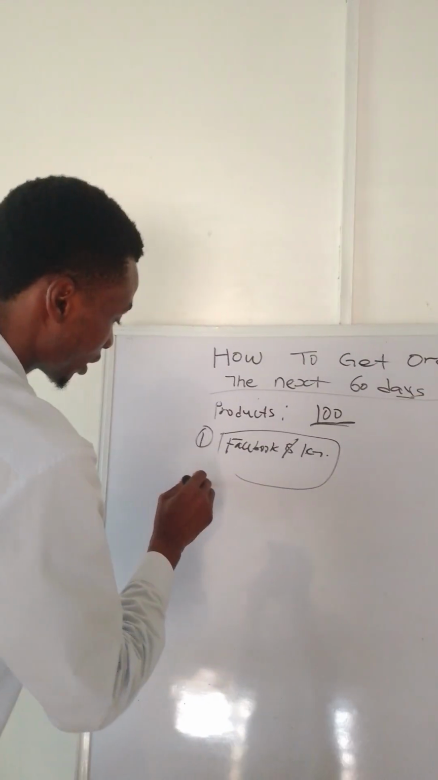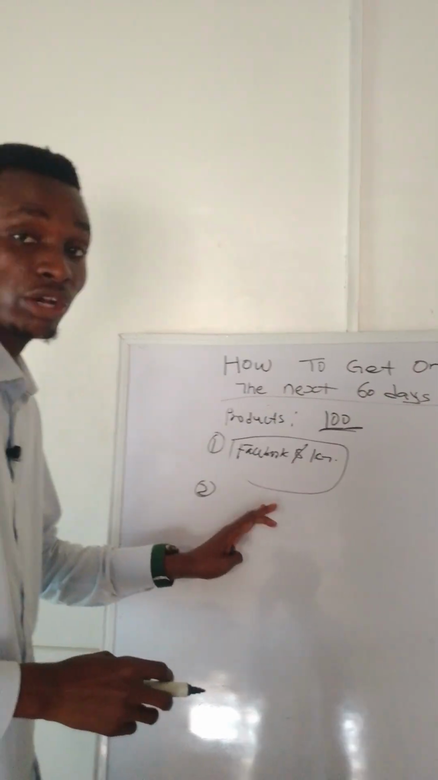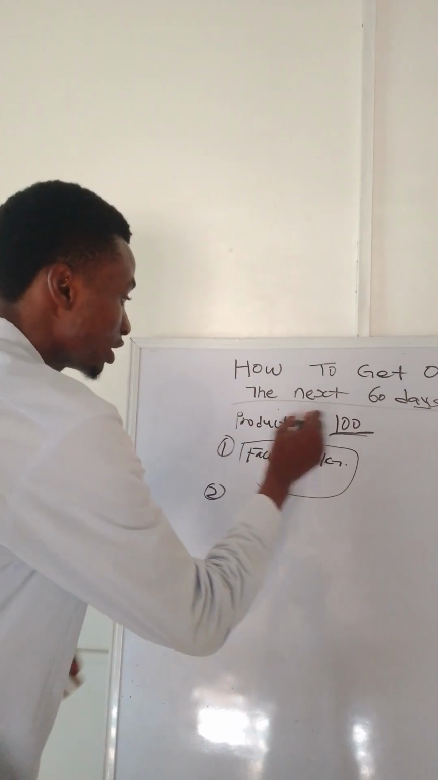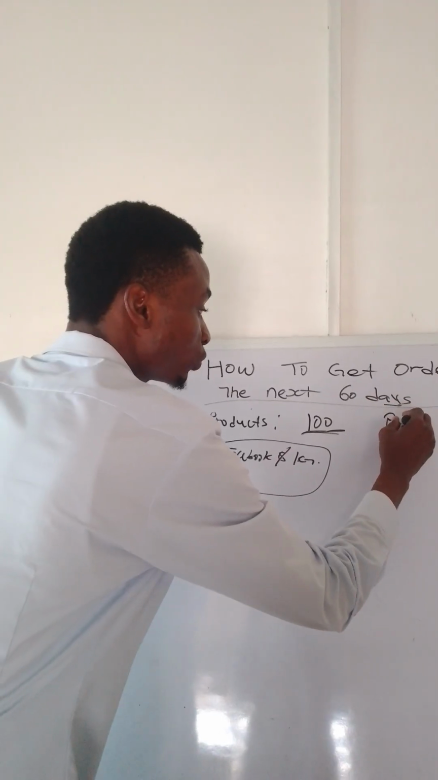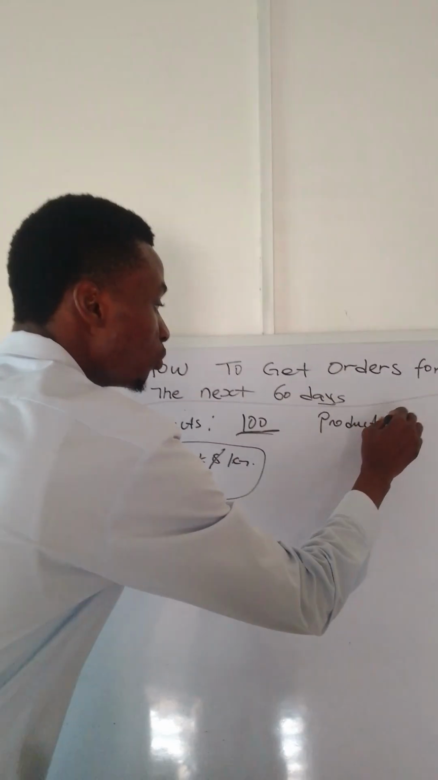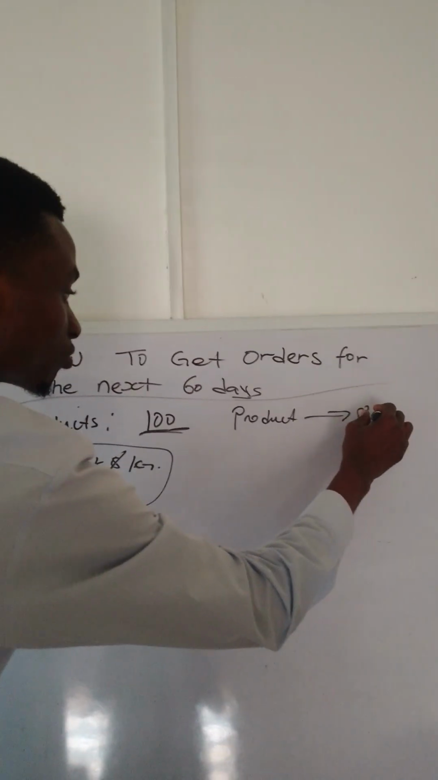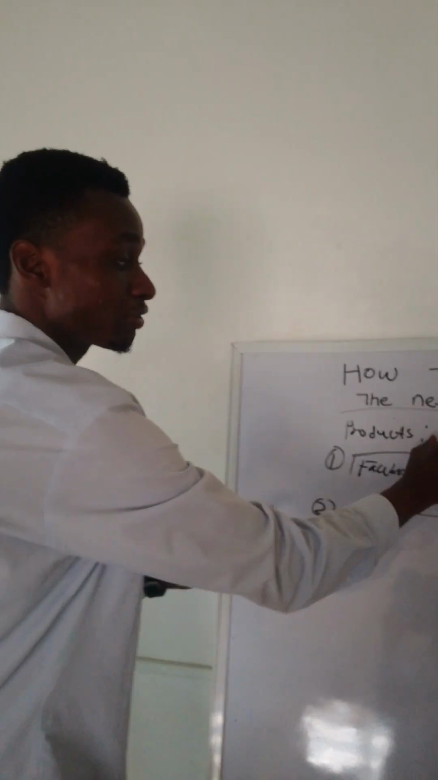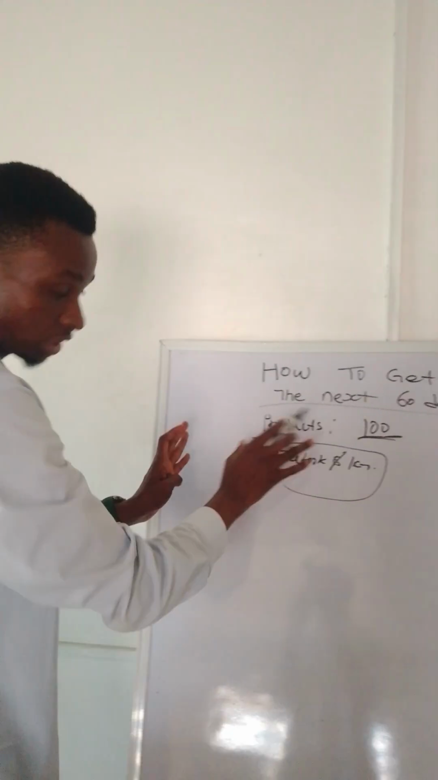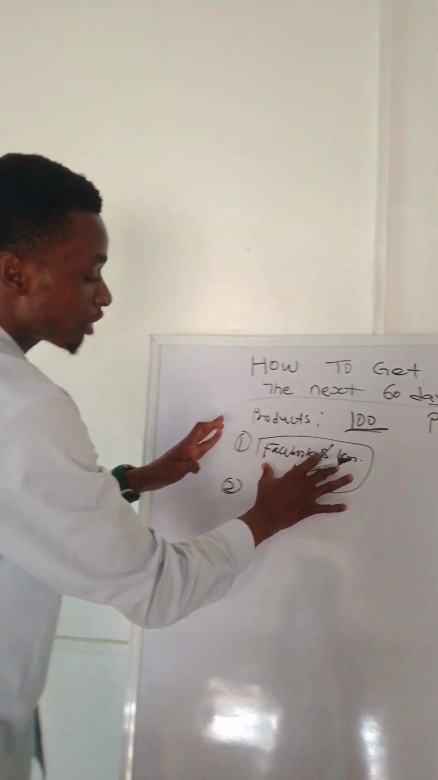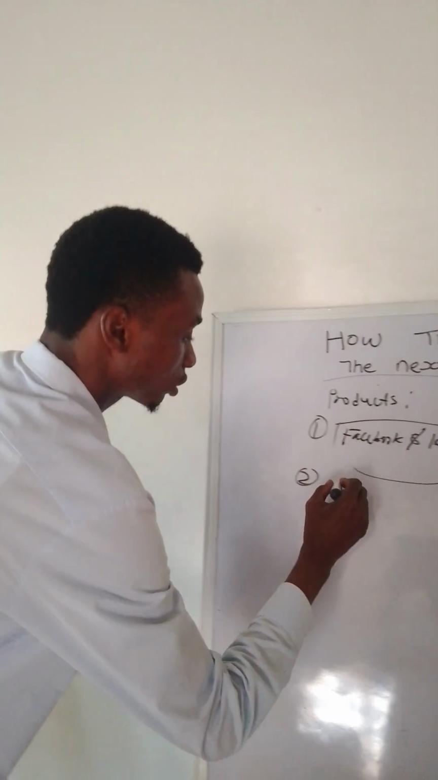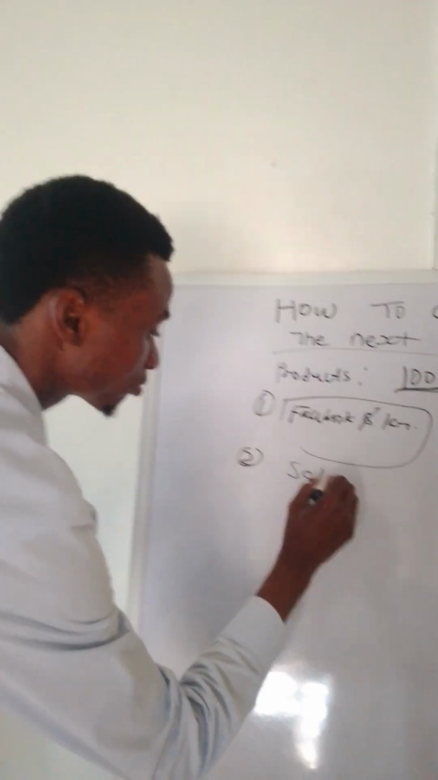Number two is to create a sales page. Have a sales page for this shoe. Let's say the product you want to sell is shoes, maybe clothes, maybe any other thing. We have 100 of them to sell. How can we sell them online? So we create a Facebook account for them, right? Now, number two is do what? Get a sales page.